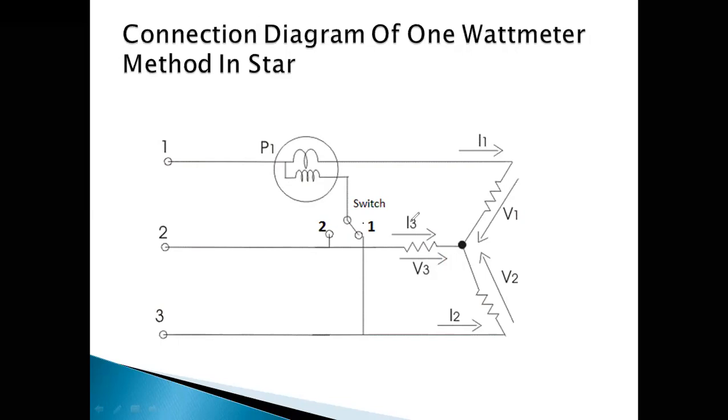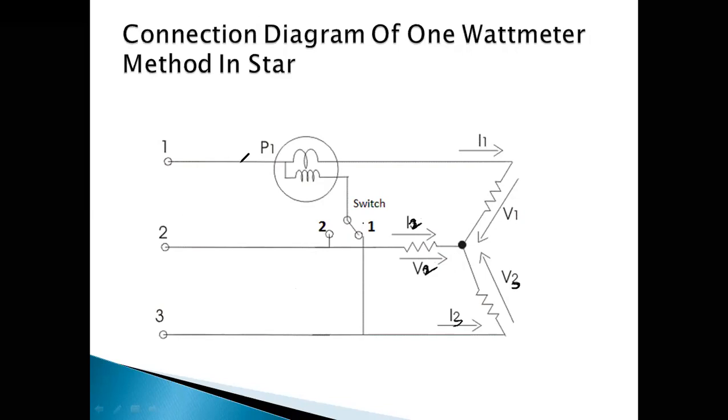So this is going to be I2, not I3. And this is going to be V2, not V3. This is I3 and this is V3. Please make this correction. Now this is the correct circuit.